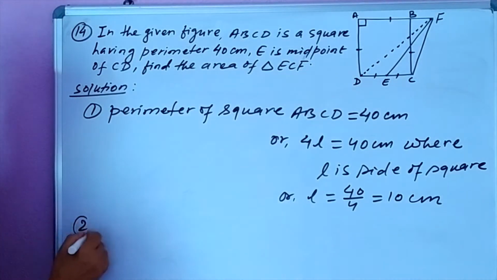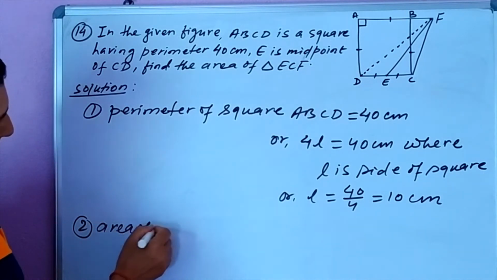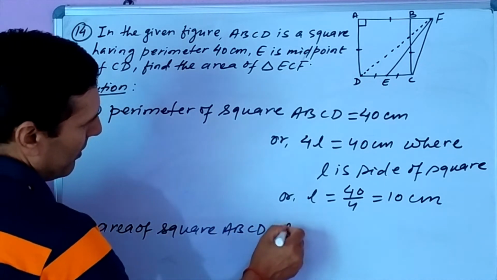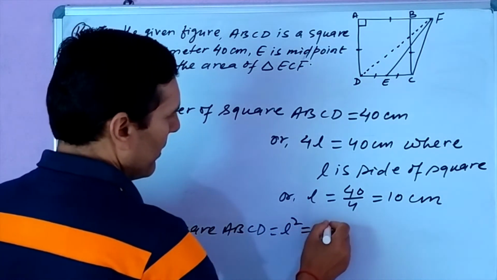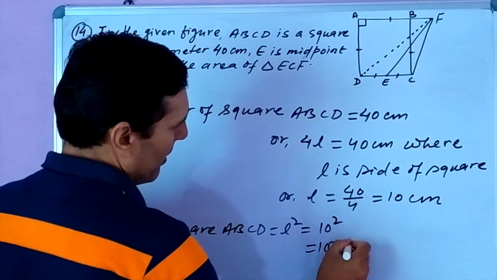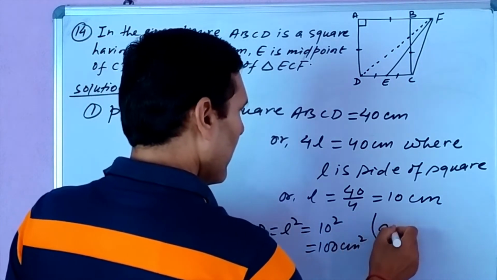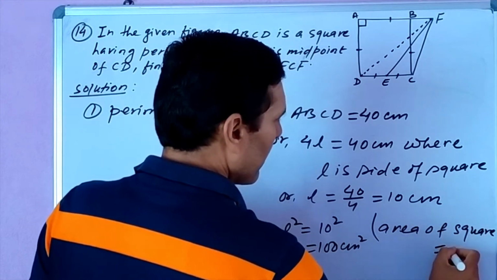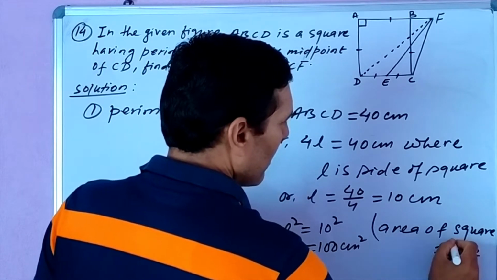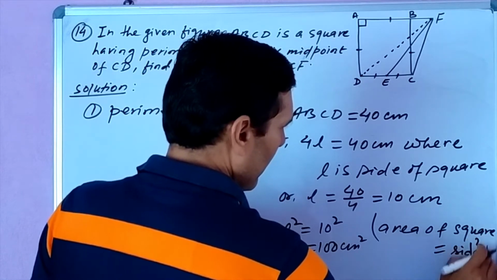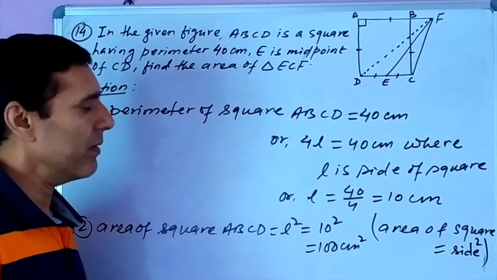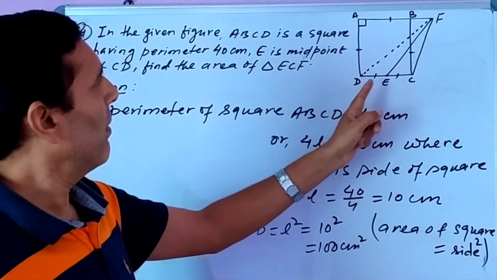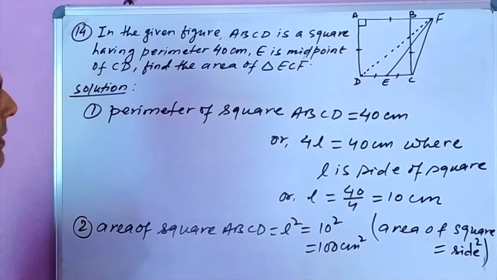Now number 2, area of square ABCD is equal to L square. It is 10 square is equal to 100 square centimeter. We can write the reason for this. Area of square is equal to square of side. So area of square ABCD, it is 100 square centimeter.